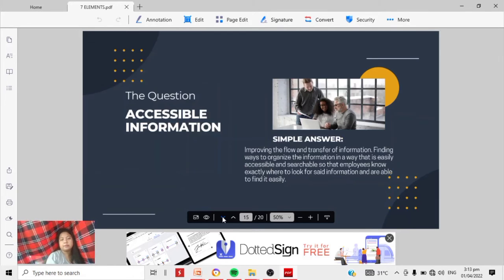Question: accessible information. This is the next topic. Accessible information, a simple answer: improving the flow and transfer of information. Finding ways to organize information so that it is easily accessible and searchable, so that employees know exactly where to look and are able to find it easily. So accessible information is just like Google. You just search whatever you want and boom, you have the result. Okay?